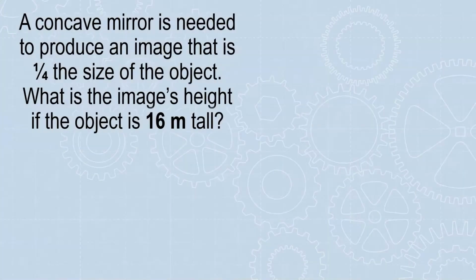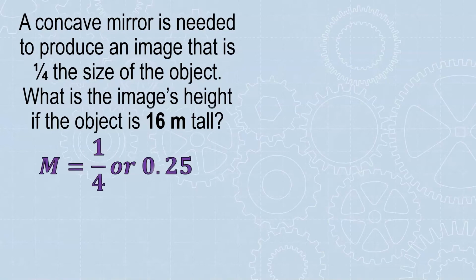For example, a concave mirror is needed to produce an image that is 1/4 or 25% the size of the object. What is the image's height if the object is 16 meters tall? We know the magnification is 1/4 or 0.25, 25%. The height of the object is 16 meters. We want to know the height of the image.